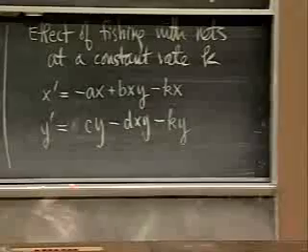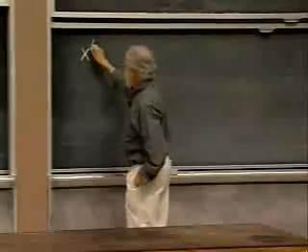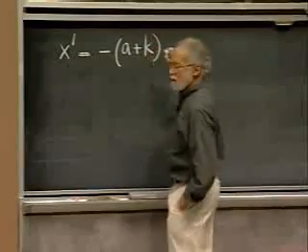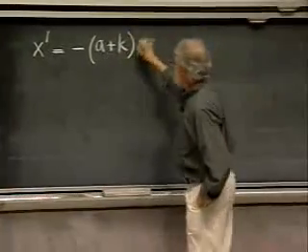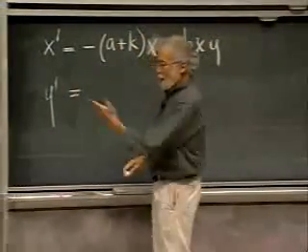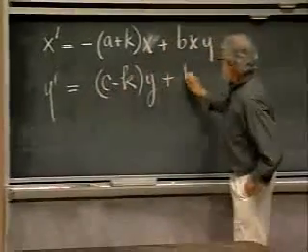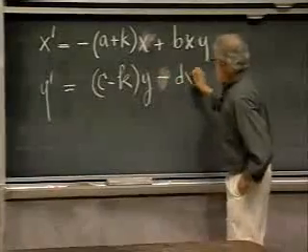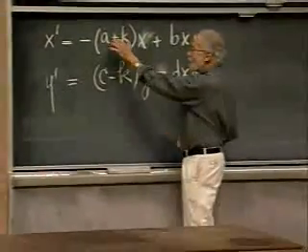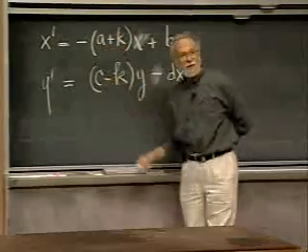What, therefore, is the new system? The new system is x prime equals minus a plus k, I'm combining those two x terms, times x, plus bxy, and y prime is c minus k times y plus minus dxy. So in other words, now to solve these, I do not have to go through the analysis. All I have to do is change the numbers. Change these coefficients from a to a plus k and c minus k.